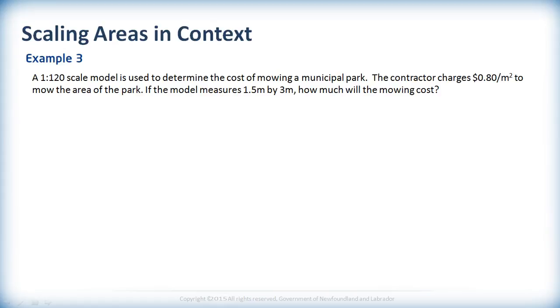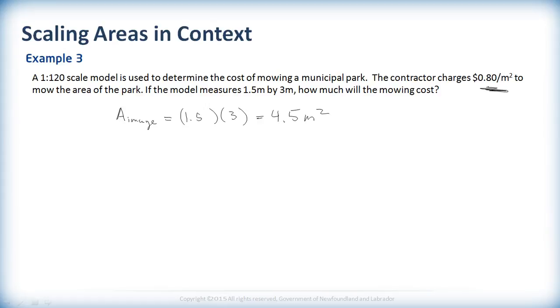So the model has an area. This is the area of the image, because that's the model, right? That's going to be 1.5 times 3. And 1.5 threes is 4.5. That's 4.5 square meters. That's the area of the image. So let's figure out what the area of the park is, and then we just use a rate over here to figure out how much it's going to cost.